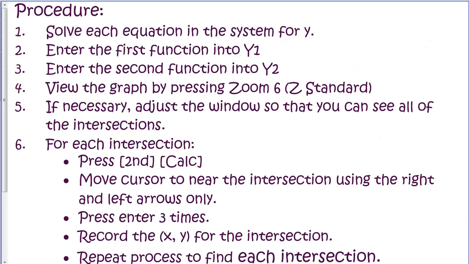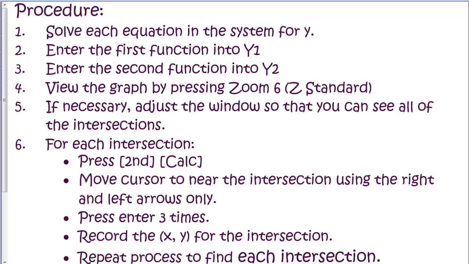So our procedure, because of the way the graphing calculator works, we have to solve each equation for y. We need to set it as y equals. If you're using other graphing utilities like Desmos, which is on the internet, it will allow you to enter the equations in standard form, so we could skip this first step. But we're going to focus on our graphing calculator. So we're going to algebraically solve each equation to get the y by itself. We're going to enter the first equation into the y1 on the graphing calculator and the second function into y2.